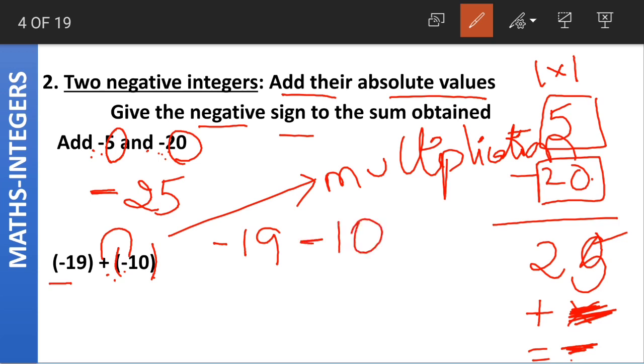Then we write the number 10. Minus 19 minus 10. Again, how do we do this? We write minus 19 minus 10. We add the absolute values. 9 plus 0, 9, 1 plus 1, 2. And what do we do?